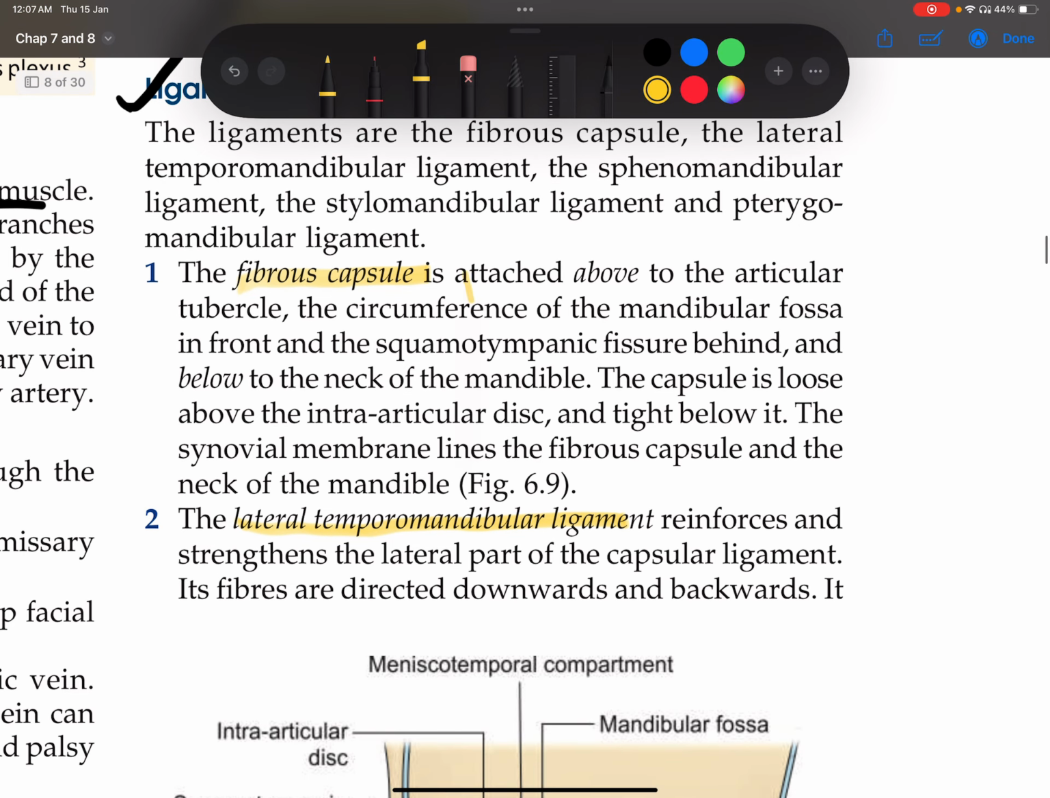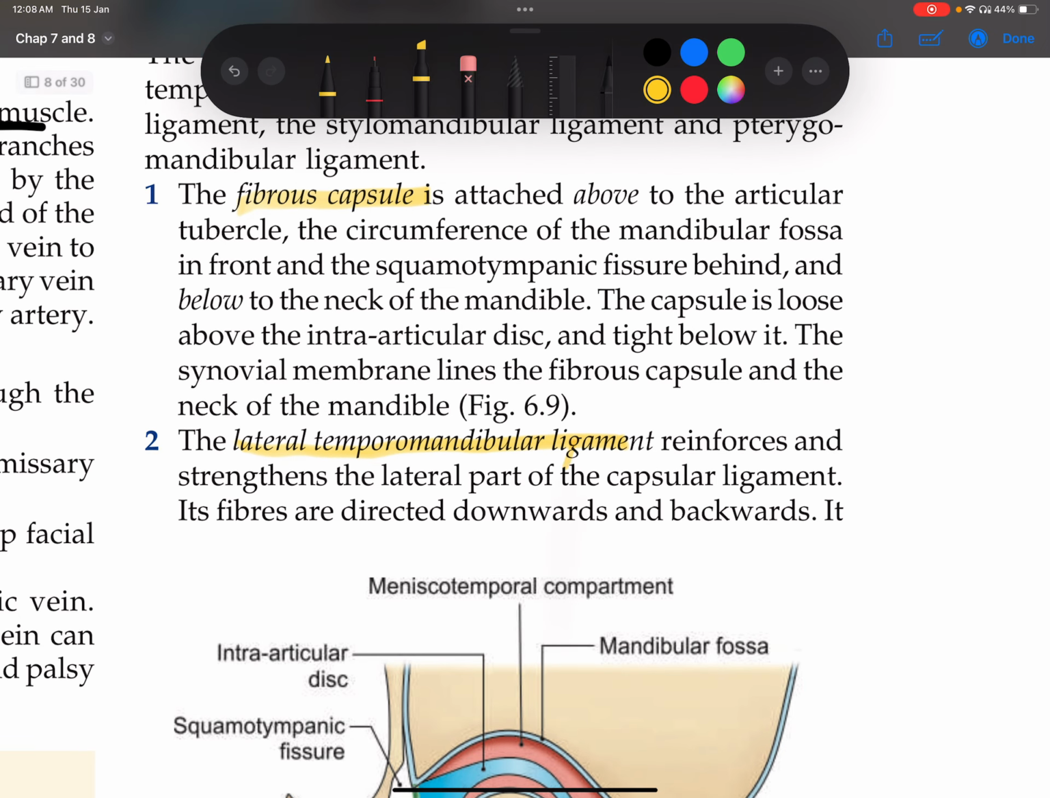The ligaments: the fibrous capsule is there. And what's the role of the fibrous capsule? It basically ensures that everything is intact and stays in place, and especially this capsule helps bind the articular disc to the mandible head. So whenever the mandible head, the entire mandible, is moving forward or backward, protrusion or retraction, the fibrous capsule is also taken with it together, right? So that's the function. Now, moving forward, we have the lateral temporomandibular ligament.